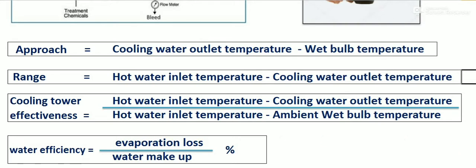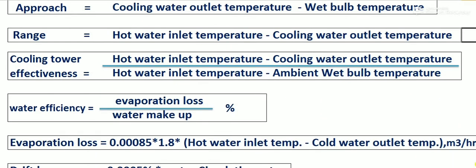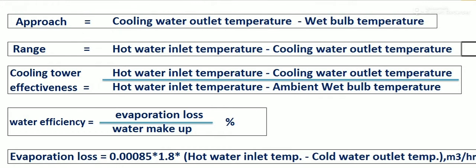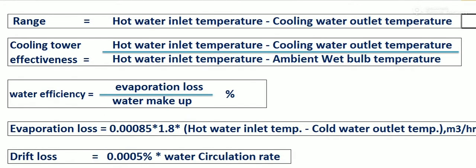So we want to calculate the evaporation loss now. That formula is taken from the Perry handbook: 0.0085 into 1.8. That is for unit conversion, because in the Perry handbook it was in gallons per minute, so we convert to meter cube per hour with that 1.8 factor, into the hot water inlet minus cold water outlet temperature difference we are achieving. We'll get the evaporation loss.